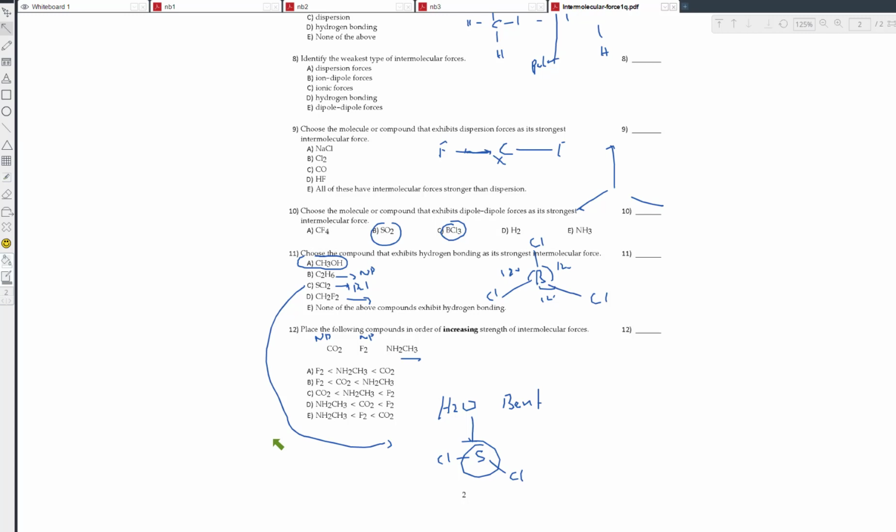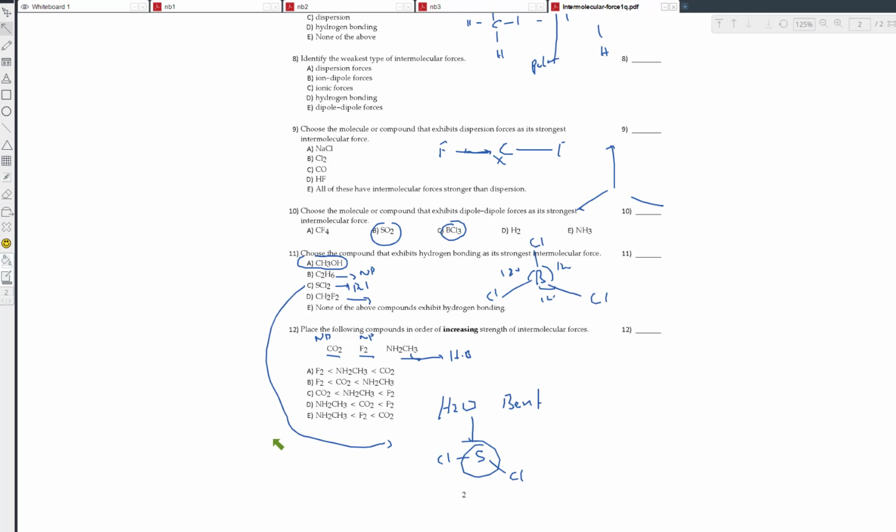Would there be hydrogen bonding there? Yes, in this case you will get the hydrogen bonding. Okay, now you have to compete between these two. Both of them are non-polar. Which one do you think, in order of increasing strength?